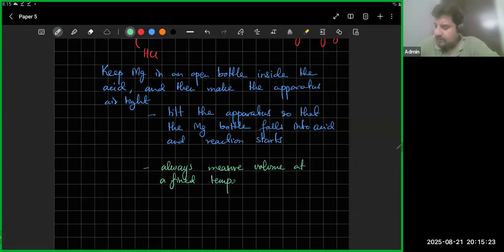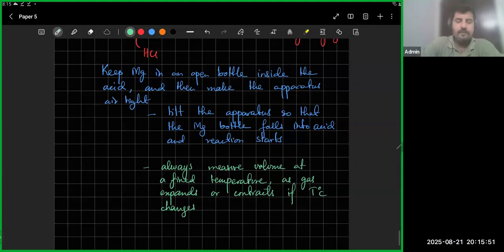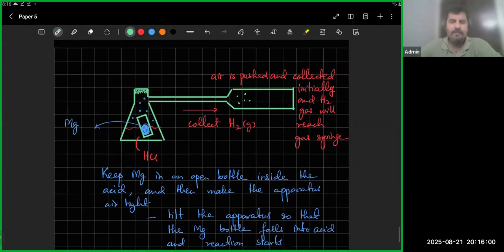ठीक है उसका क्या है, you don't want, so what you don't want is, as air expands or gas expands or contracts if the temperature changes. Because you don't want the temperature to change while you're doing the experiment. Okay. So that's one thing. I mean, so you have to take care. I mean, they're going to ask you little stuff.